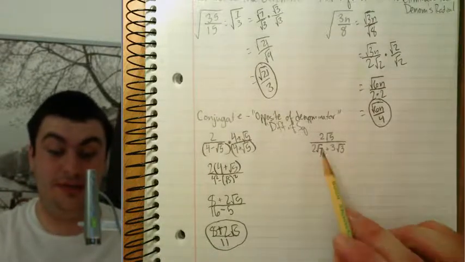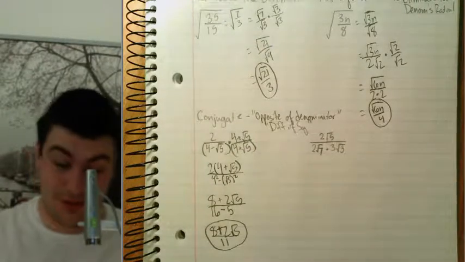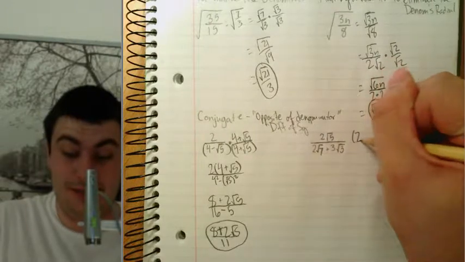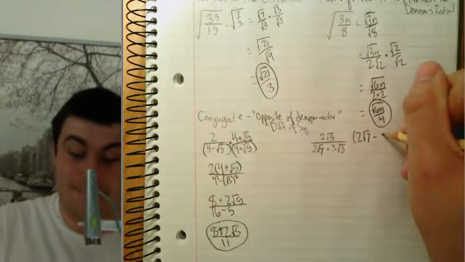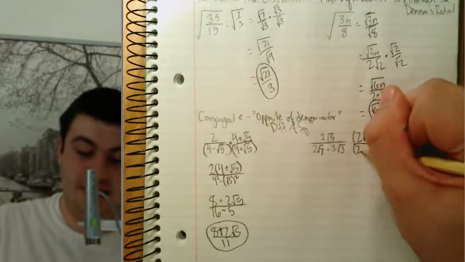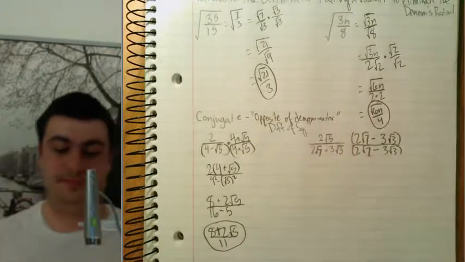Now over here we have 2 times the square root of 5 over 2 times the square root of 7 plus 3 times the square root of 3. We're going to set up that opposite, remember? And we're going to multiply by 2 times the square root of 7 minus 3 times the square root of 3 over that same value, 2 square root of 7 minus 3 square root of 3.